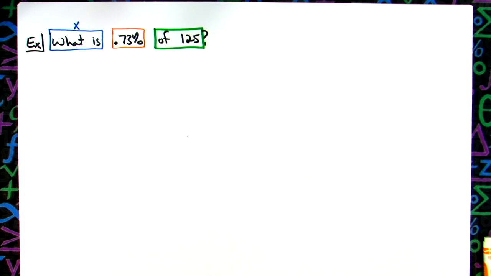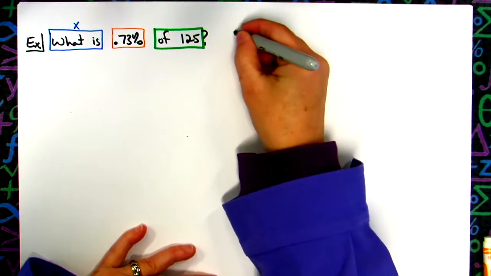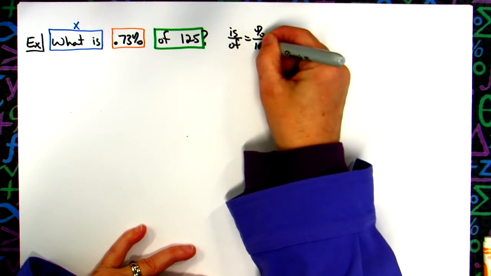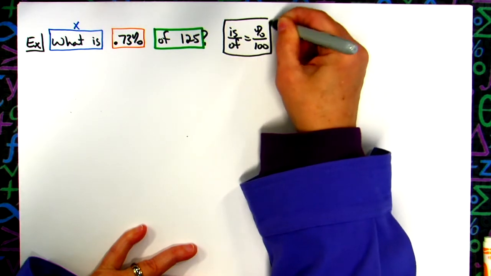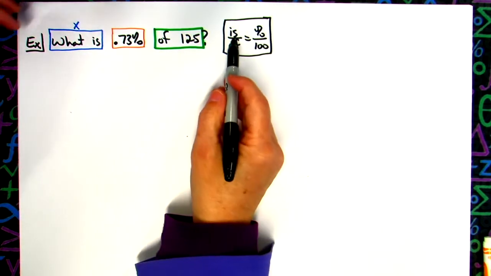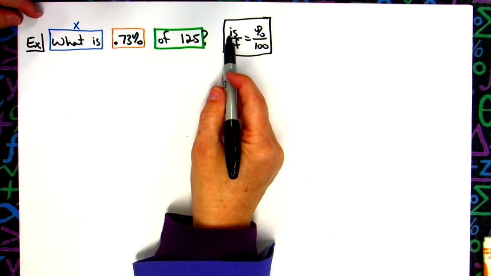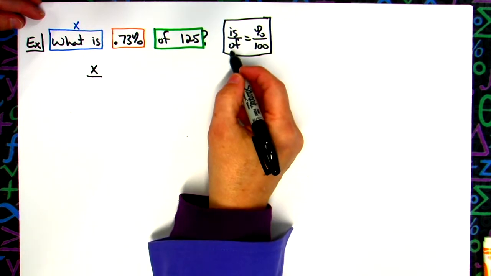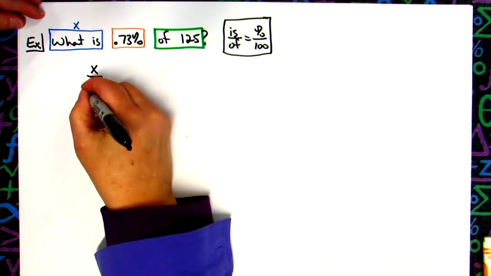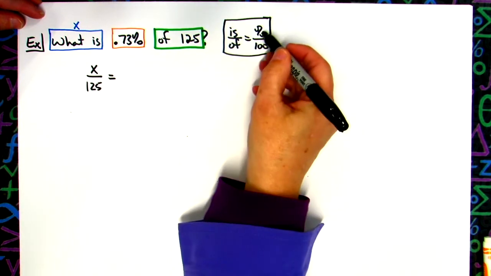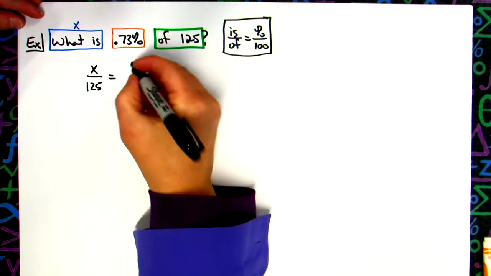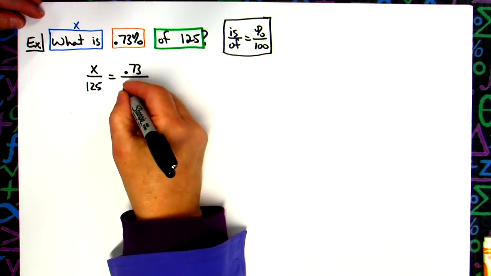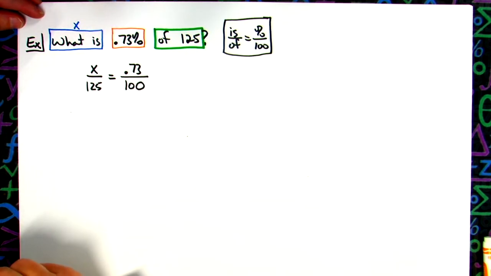And then let's go ahead and write the formula down again right here: is over of equals percent over 100, because that was on my other piece of paper. So top left-hand corner is the is number. What am I going to put in the top left-hand corner of my proportion? X. What is going to go in the bottom left-hand corner for of? 125. Percent. What's the percent? 0.73. So whatever the number is, write it down. And then 100 always goes in that bottom right-hand corner.